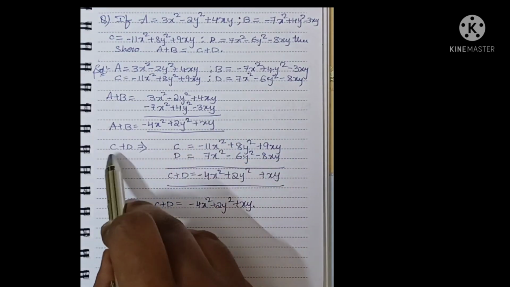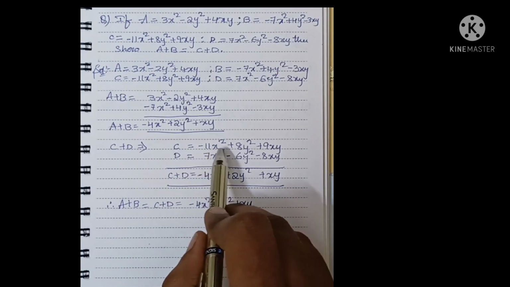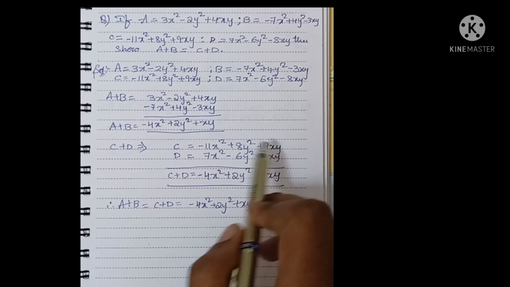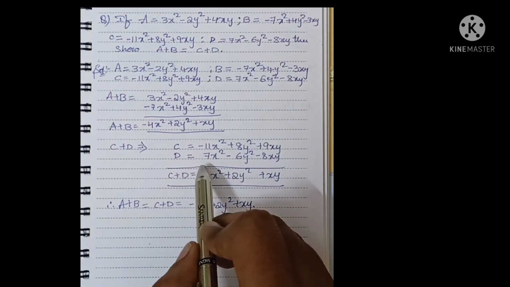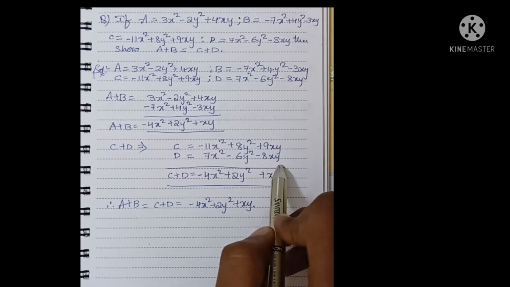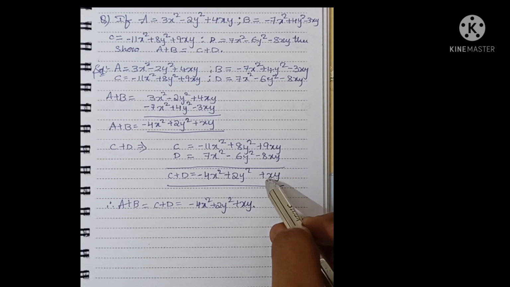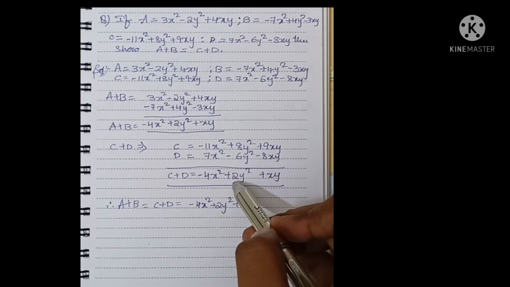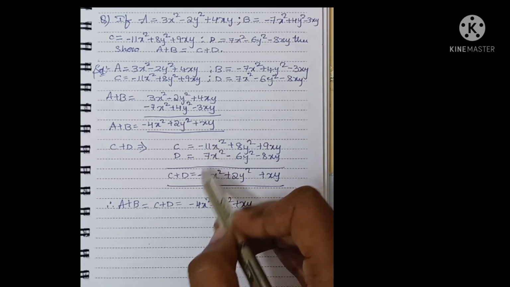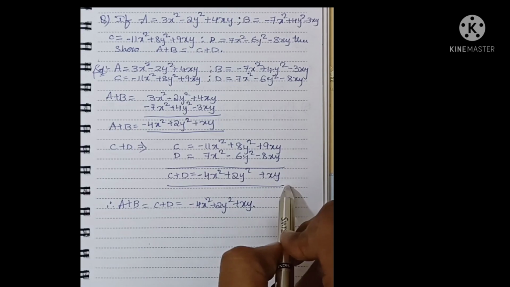Now we need to do c plus d. The c equation is minus 11x square plus 8y square plus 9xy. Under that write down the d equation, that is 7x square minus 6y square minus 8xy. Perform addition. 9 minus 8 is 1xy. 8 minus 6 is 2y square. Minus 11 plus 7 is minus 4x square. This is the c plus d equation.